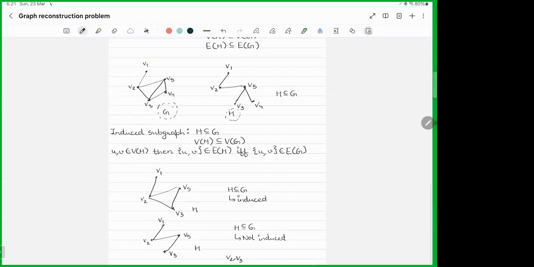Would this be correct? If you take a graph and then take any vertex and delete all the edges coming out of that vertex, you get an induced subgraph. Yeah, exactly.